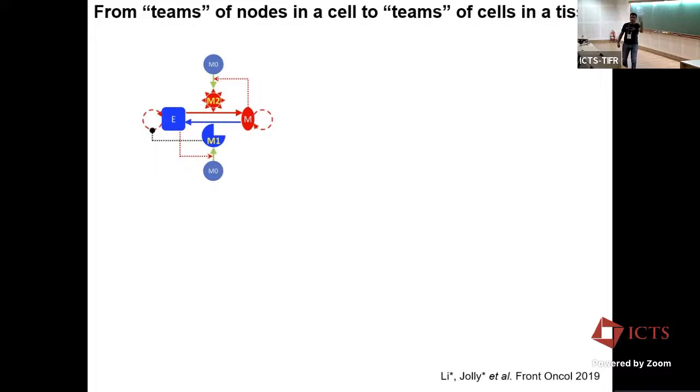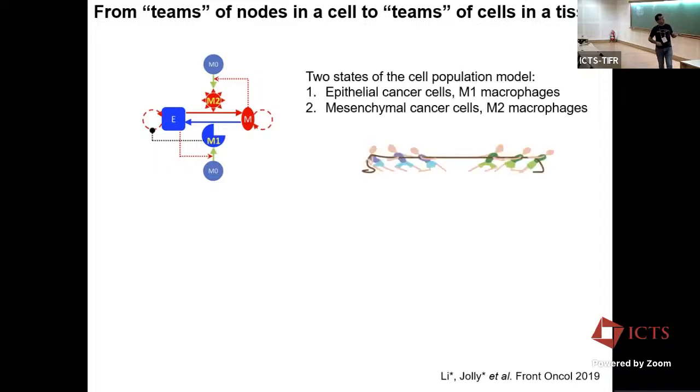Epithelial cells, for reasons I do not know, secrete something which pushes M0 monocytes to M1. It's a team behavior, right? So that is why, when you simulate this model, which we did 5 years ago, but we didn't have this concept of teams at that point, epithelial cells and M1 macrophages come together, mesenchymal and M2 macrophages come together, right?